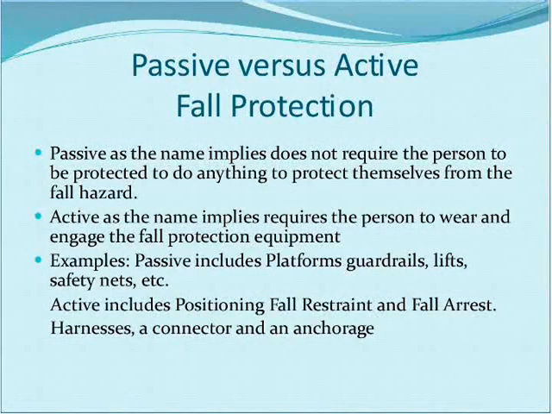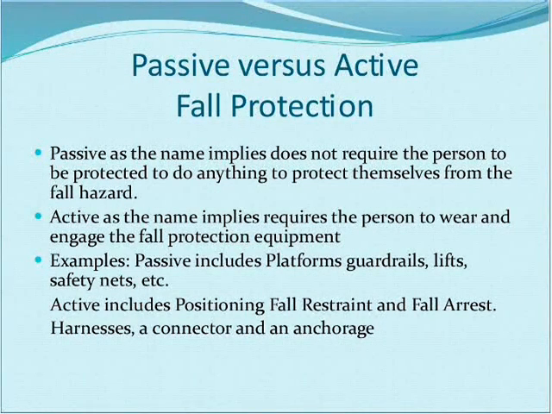Okay, here's where we talk about passive and active very quickly. Passive, as the name implies, does not require the person to be protected to do anything to protect themselves from the fall hazard. There are things like scaffolds, guardrails, safety nets, aerial lifts, scissor lifts, that type of thing. Active, as the name implies, requires the person to wear and engage the fall protection equipment.